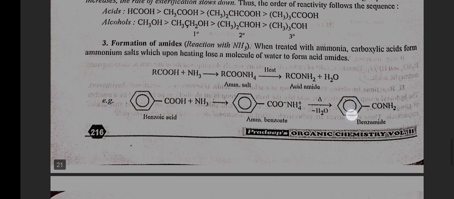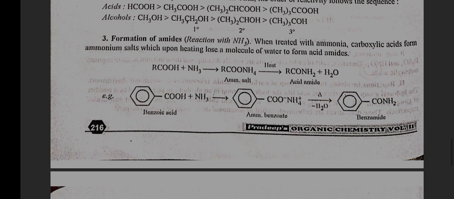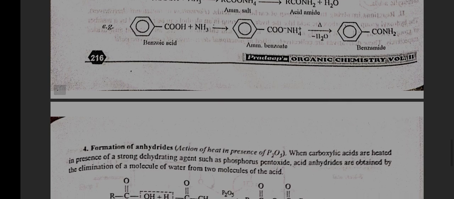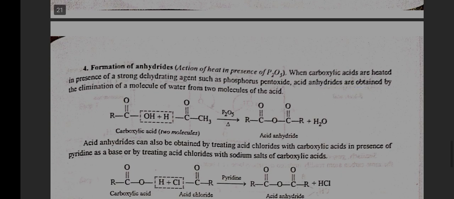Third, formation of amides. Reaction with NH3. When treated with ammonia, carboxylic acids form ammonium salts, which upon heating lose a molecule of water to form acid amides. Fourth, formation of anhydrides. Action of heat in presence of P2O5. When carboxylic acids are heated in presence of a strong dehydrating agent such as phosphorus pentoxide, acid anhydrides are obtained by the elimination of a molecule of water from two molecules of the acids.